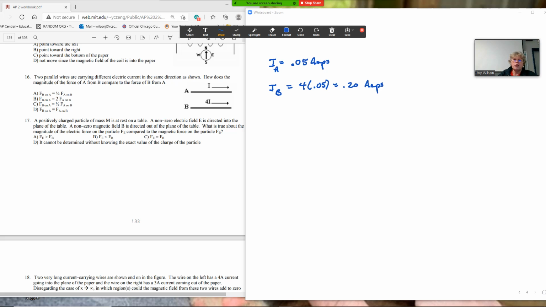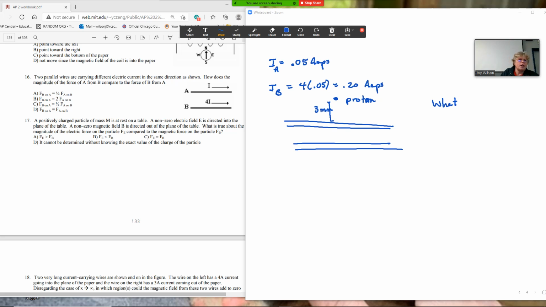So when we want to know, let's say that I have these 2 wires, and I have a charged particle here. Let's make it a proton. And the proton is 3 millimeters away from the top wire. So this would be a free response. What is the magnetic field strength at that point?